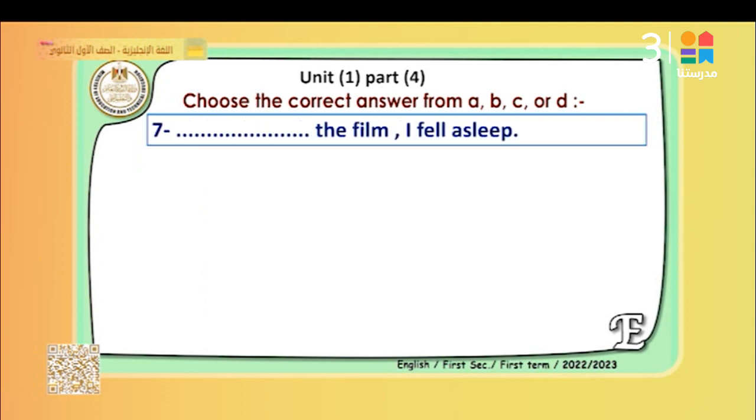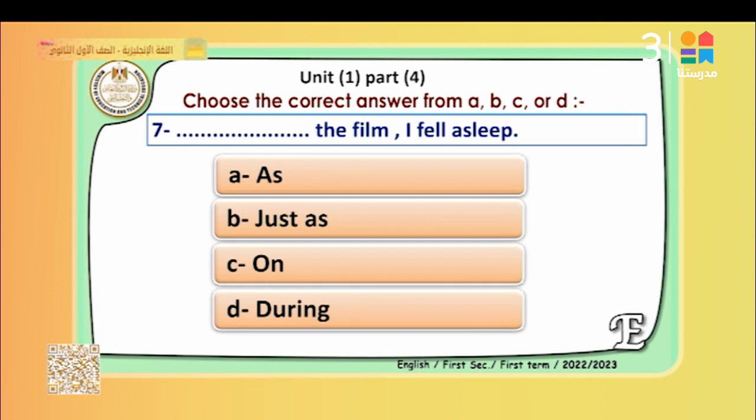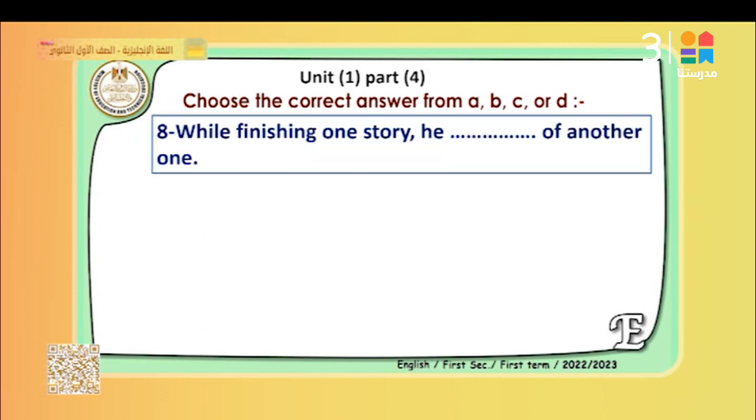What about question number 7? The film I fell asleep. The film is a noun. So here we want a word. After it comes a noun. So we can say as the film, just as the film, on the film, or during the film. Yes, very good. We say during the film, because during is followed by a noun. So we say during the film, during the holiday, and so on.